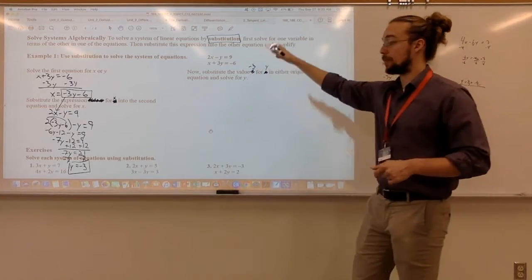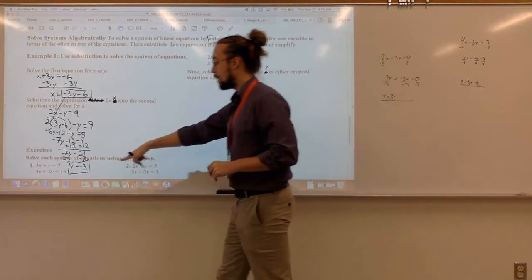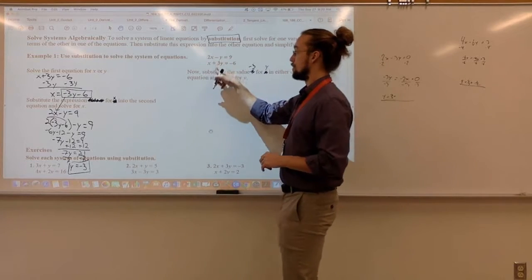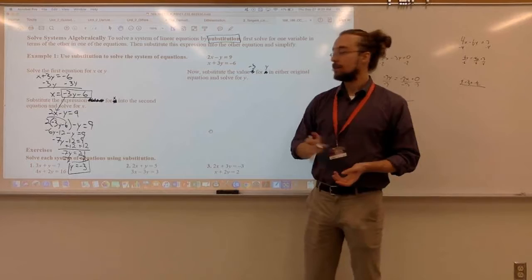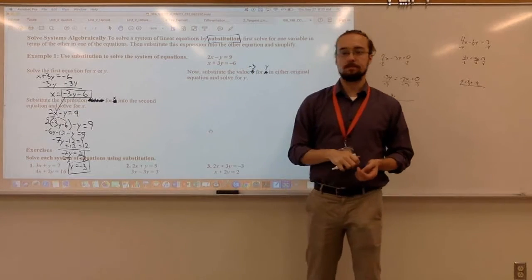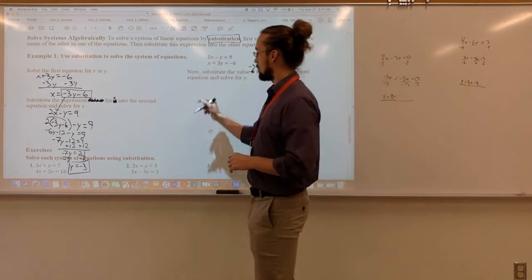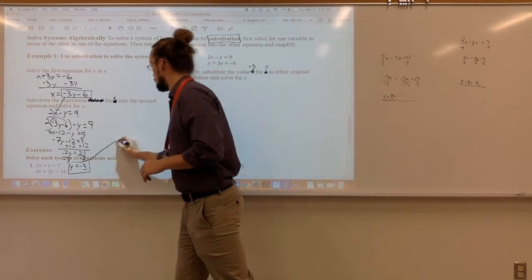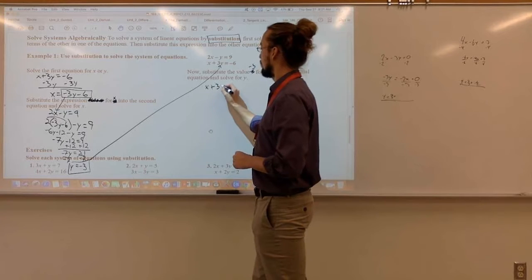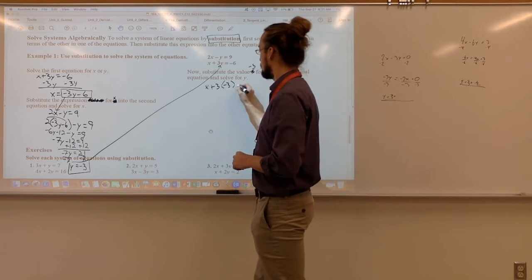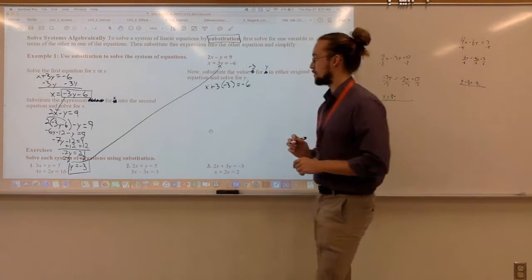Okay, it doesn't matter which one I choose. I can take this value and plug it in for either of these values. You have a preference? First equation or second equation? Second. Alright, let's plug it into the second one then. So I'm going to take this value and plug it in for y right there. So I'm going to have x plus 3 times negative 3 equals negative 6.